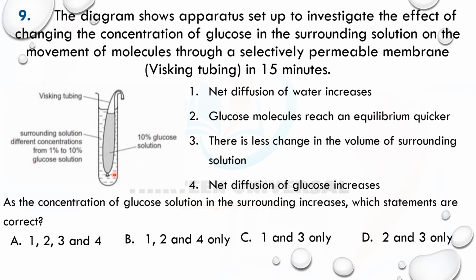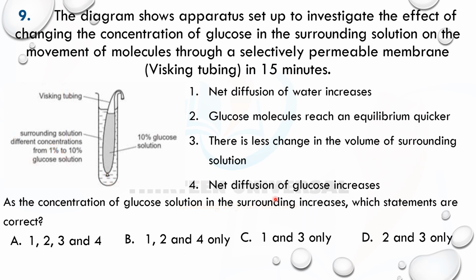3 says there is less change in the volume of surrounding solutions. Yes, there's less change. Why? Because there is less movement of water. Water supposedly should move from the surrounding solution into the Visking tubing. At low concentration of glucose outside, there's going to be higher water potential than inside. For example, if I have 1% here and 10% there, this has high water potential, so water is supposed to move in. But as I continue to increase it, the amount of water moving will be less, and therefore the volume of this outside solution that decreases will also be less. It will be less because less water is moving inside. Why? Because I'm increasing the concentration from 1 to 10.